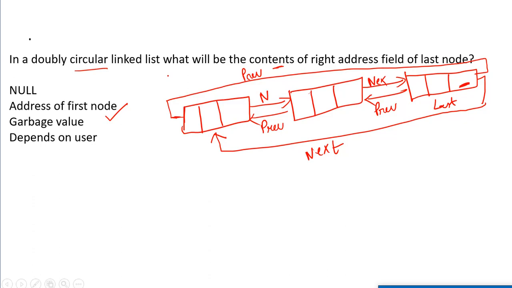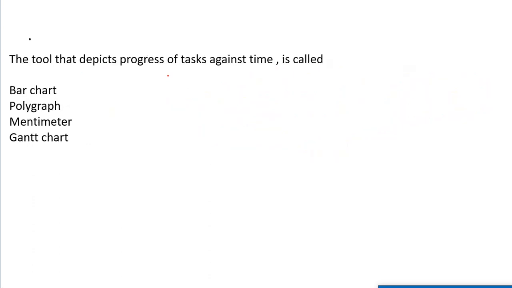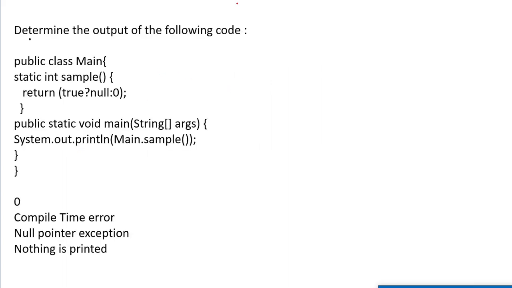Let's see the next question now. The tool that depicts progress of a task against time is called, so that is known as a Gantt chart, right? You know that we use a Gantt chart for measuring the progress of a task or a process. So the correct answer will be Gantt chart.